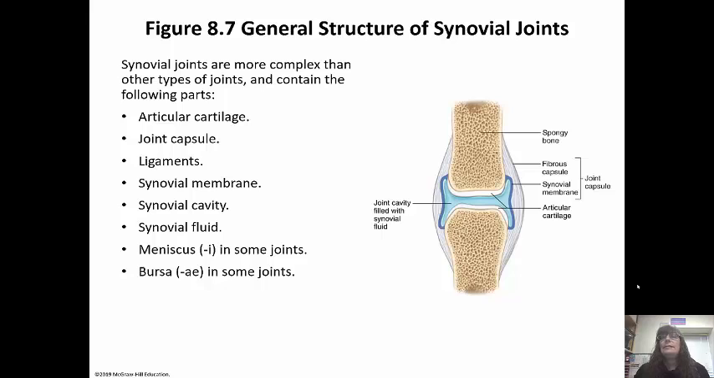And then the meniscus is in some joints. Menisci is the plural form. Bursae are in some joints. Bursa would be the singular form.